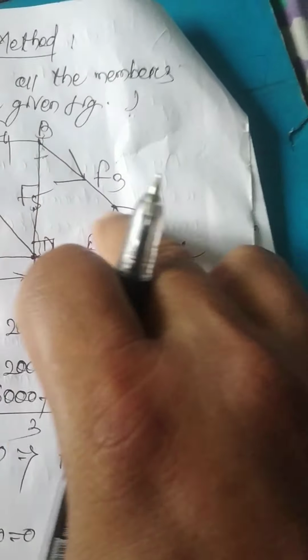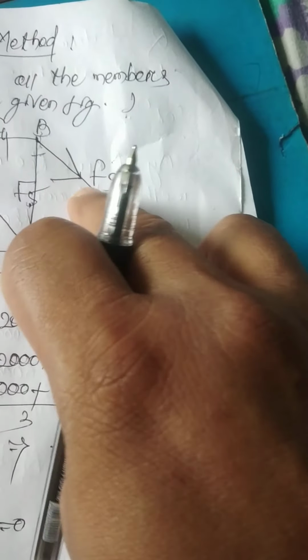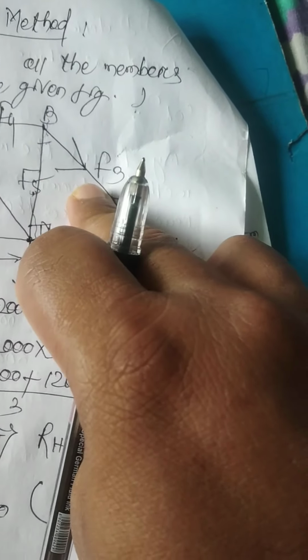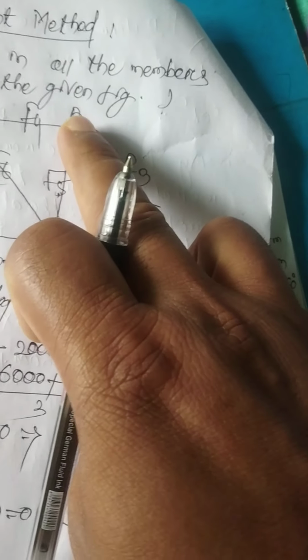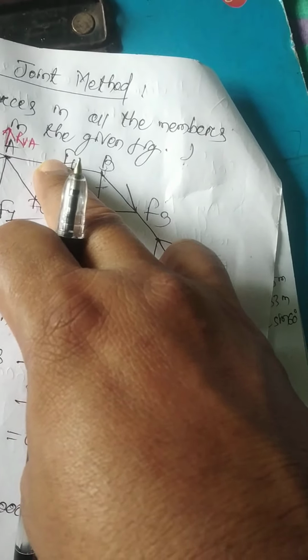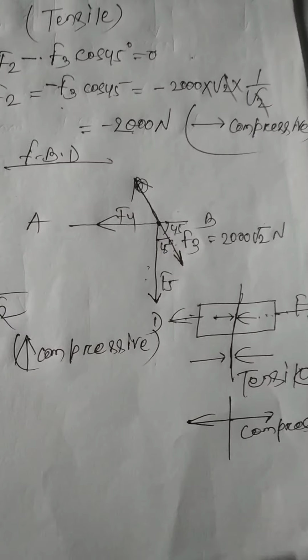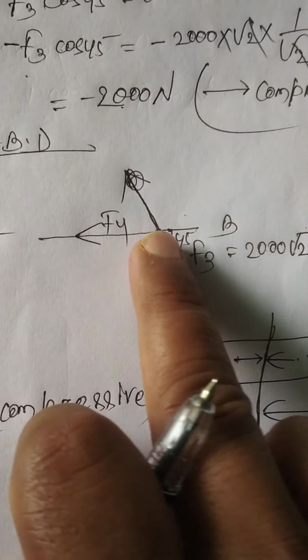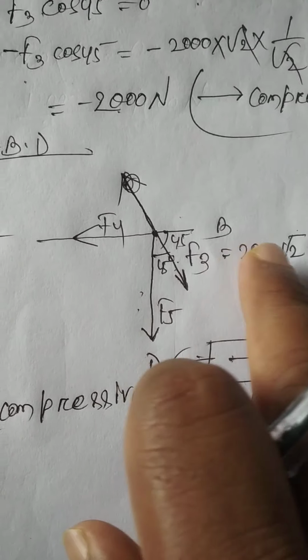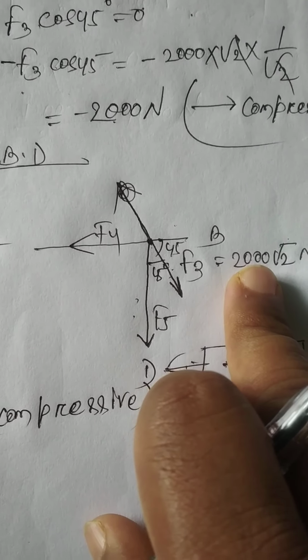Now come to the free body diagram at the joint B. See, at the joint B, this F3 I have taken as a tensile force, and here the F5 force and here the F4 force. Now come to this figure. At this joint I have taken F3 as tensile because we got this value of F3 as tensile.